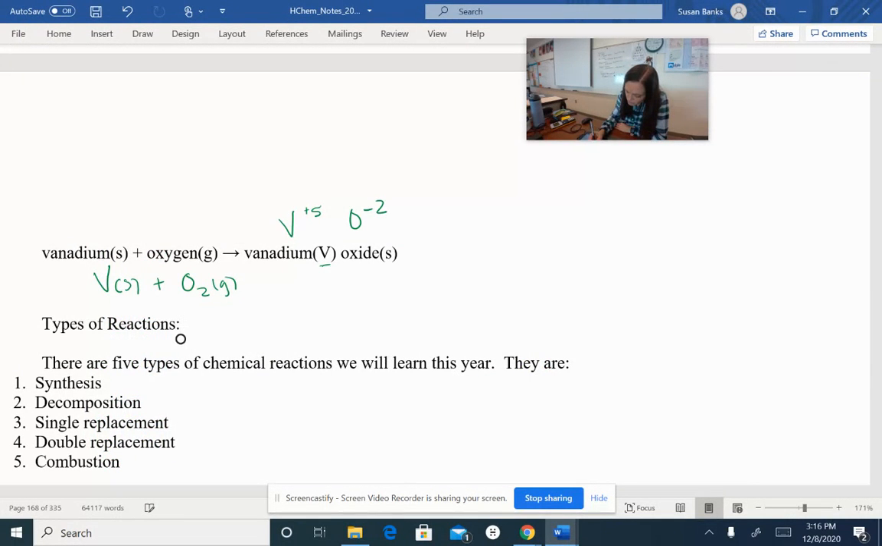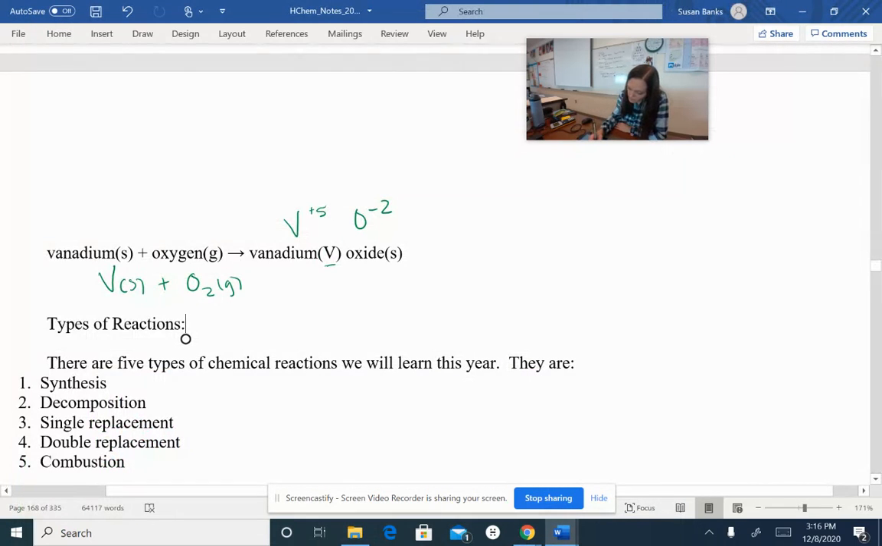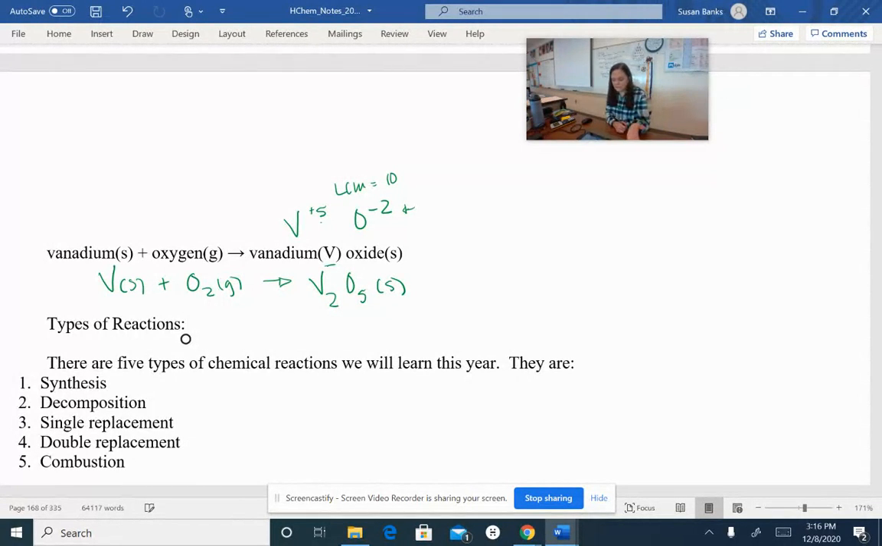Okay, so oxygen, -2. So what's my least common multiple between 2 and 5? Did you say 10? It is 10. So how many +5s do I need to get to a +10? I need 2 of them, right? And how many -2s do I need to get to a -10? I need 5 of them. And this will be in the solid state. Okay, so there's my skeleton.